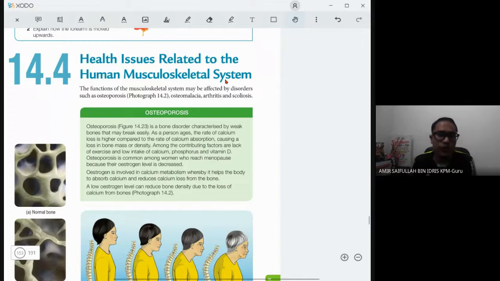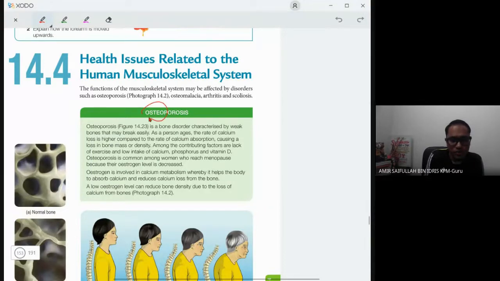Okay, guys. So health issues. There are several things that can affect our human skeletal system. Okay, so among the famous diseases is what we call osteoporosis. So if you see this word, osteo means bone, poro comes from pore. What is pore?